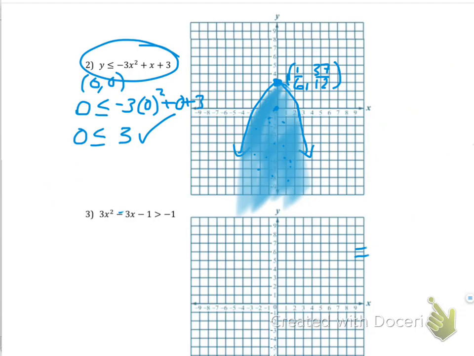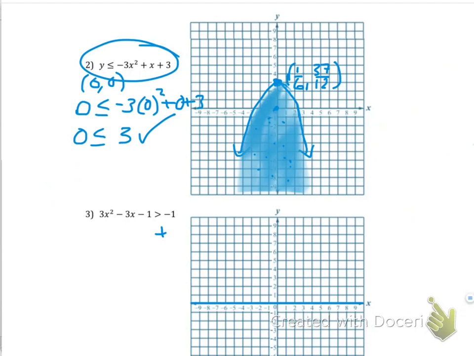So the next one that we have is one variable. We've got 3x squared minus 3x minus 1 is greater than negative 1. Now in this case, we only have one variable, which means one dimension. Therefore, I don't actually need this entire xy axis. I only need the x-axis, or a number line, right? So I'm just going to only use this number line here, okay? It's just a flat line. We're in one dimension. So I need to know what my zeros are, okay? That's really going to help me out quite a bit.